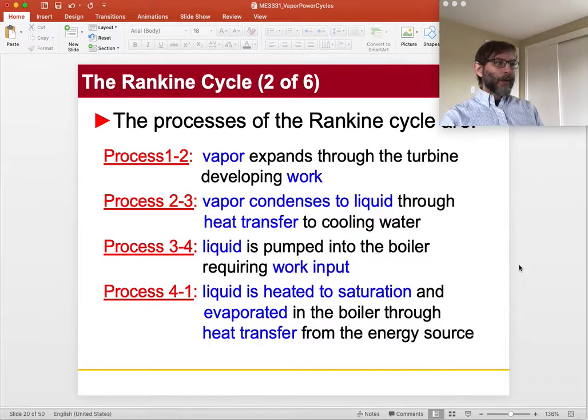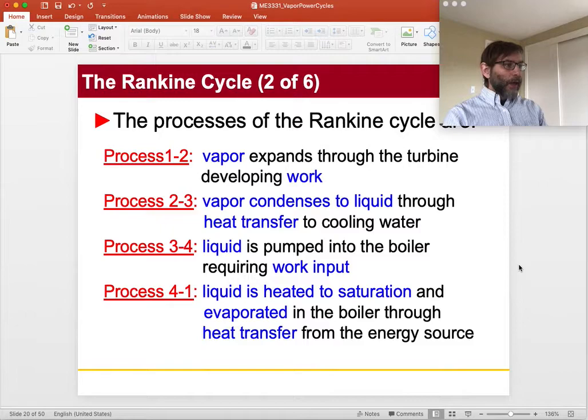Okay, Rankine cycle. The process of Rankine cycle is vapor expands through the turbine developing work. We know that already, we've done that. Vapor condenses to liquid through the heat transfer of the cooling water. Heat transfer, we've done that. Liquid is pumped to the boiler requiring work input. So it's a pump, we've done that too, right? That's actually a really simple pump because it's incompressible. So we know that incompressible stuff is really easy to deal with, right? So we just pump it from one place to the other.